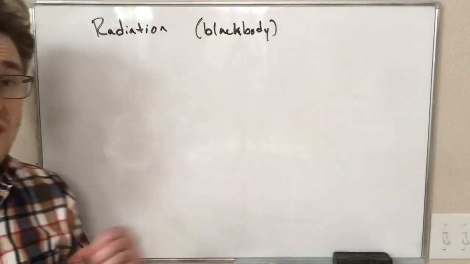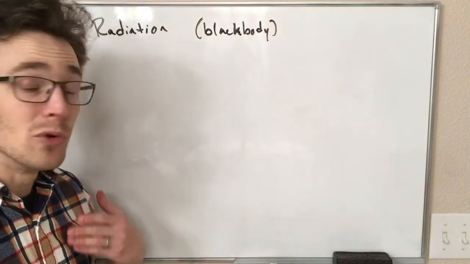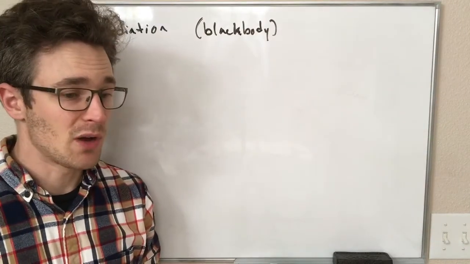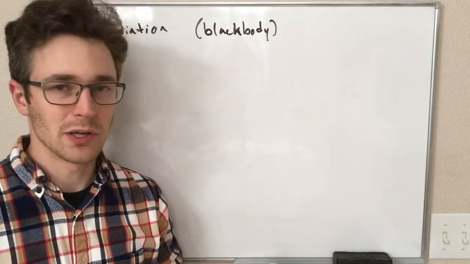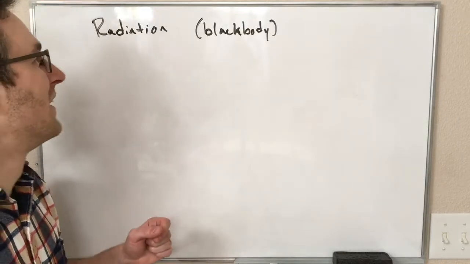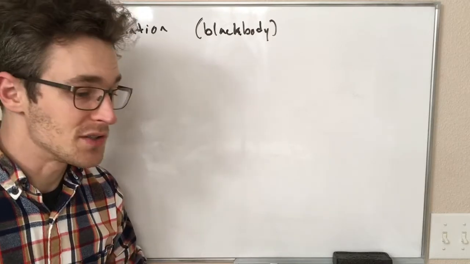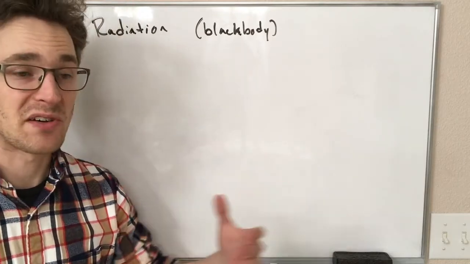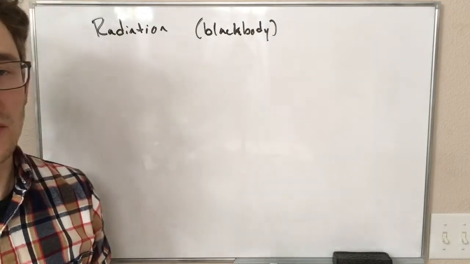If you get objects hot enough, this black body radiation can move into the visible spectrum, and that is when you have an object glowing red hot, or even more extreme, glowing yellow hot or orange hot or white hot. That means that the black body radiation it's emitting is now in the visible part of the spectrum, which takes more energy to happen. And so you have to be at a higher temperature to get there.